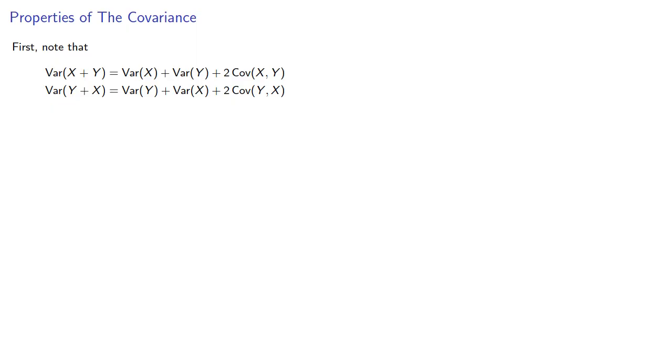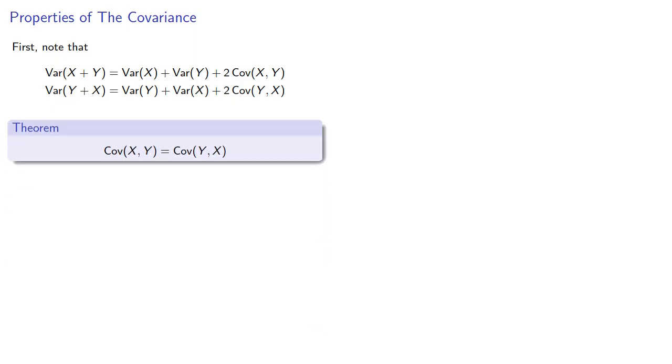So first, we note that the variance of X plus Y is... and the variance of Y plus X is... and they're the same, so the covariance of X, Y is the same as the covariance of Y, X. It doesn't matter what order we list the variables.